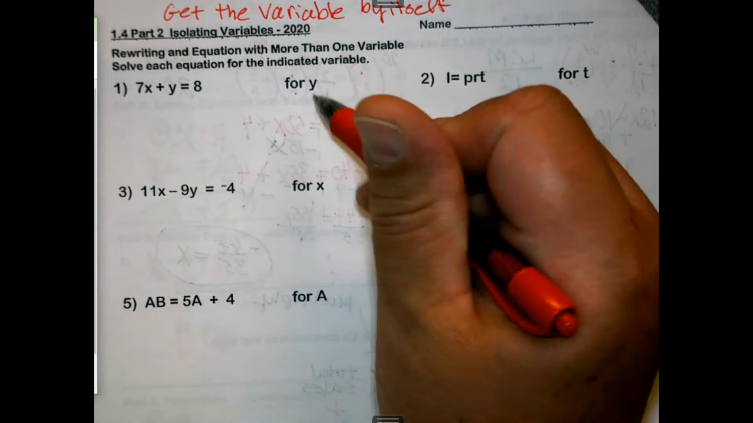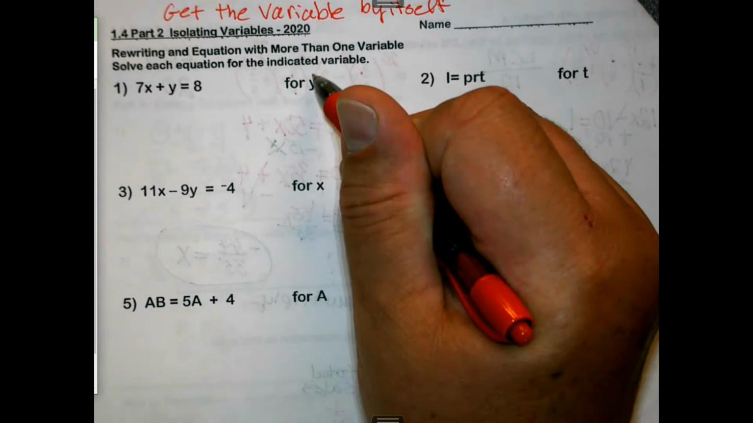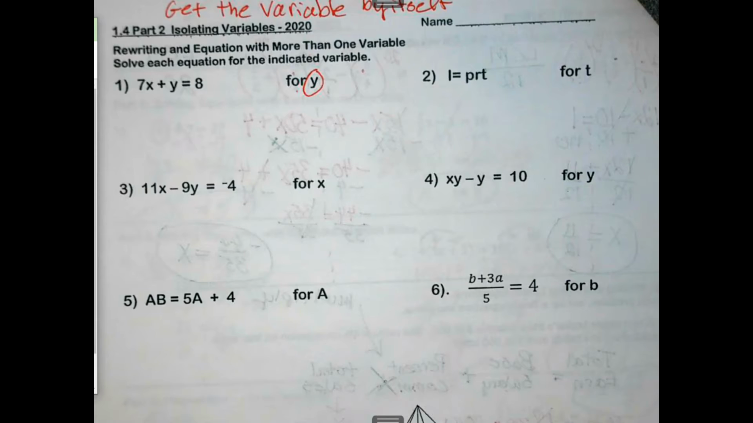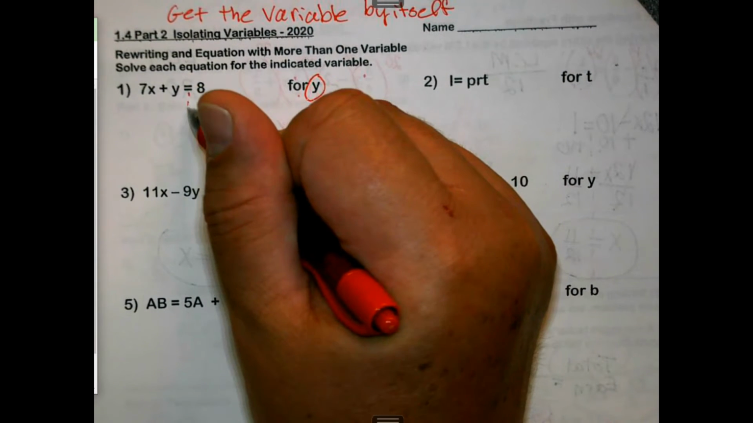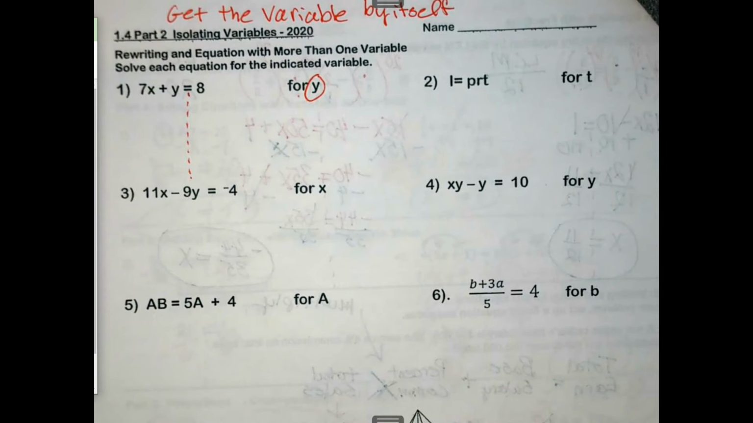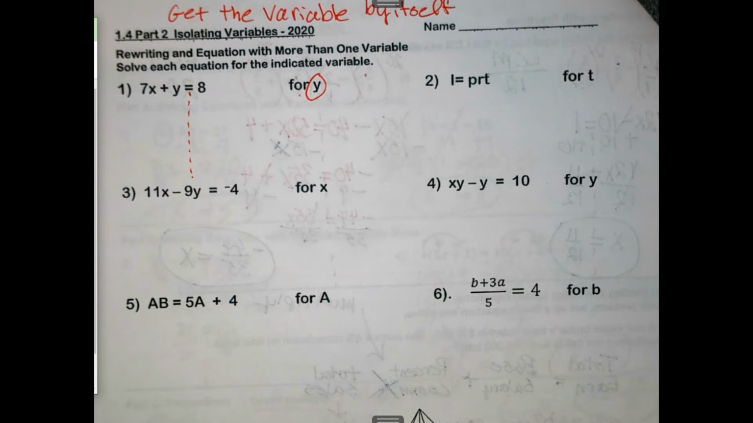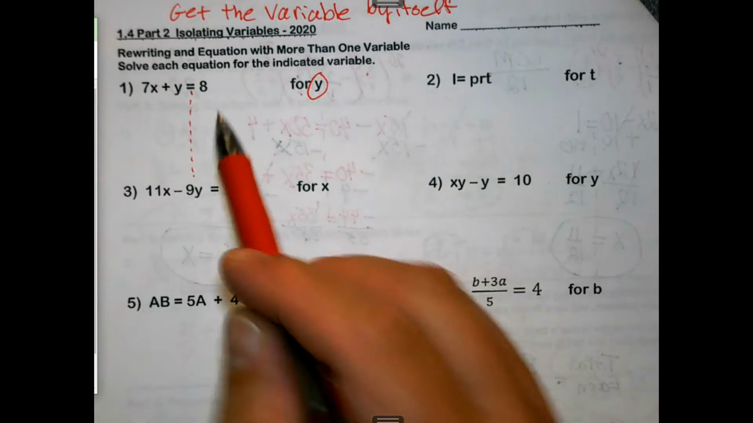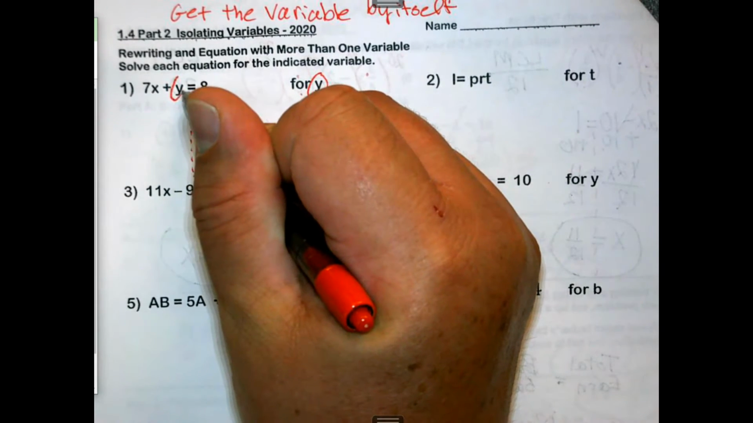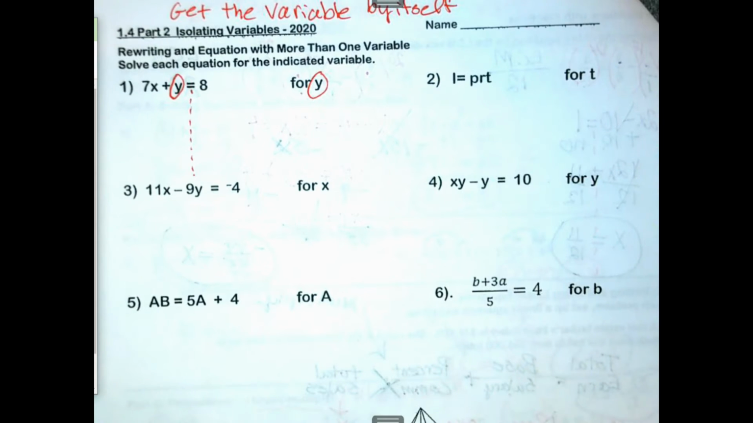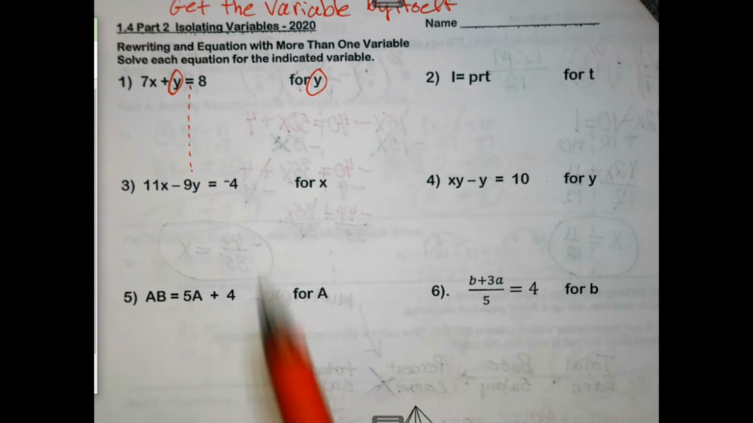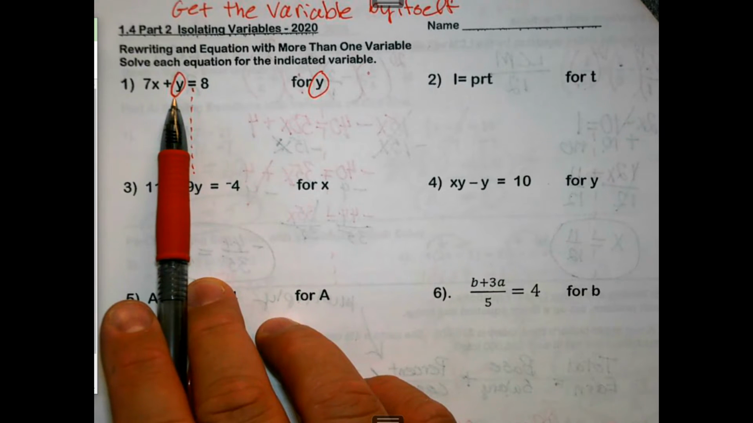Okay. In number one, they're asking us to find y, solve for y. So I'm going to go ahead and put my little dotted line there. And what I like to do is in my equation, I like to go back and find the variable I'm supposed to solve for and circle it. Kind of gives me a plan of action now. Okay? So I want to get this y by itself.